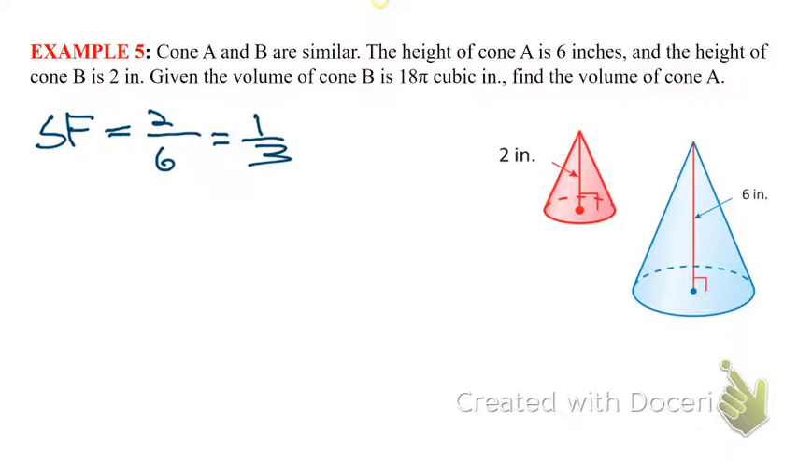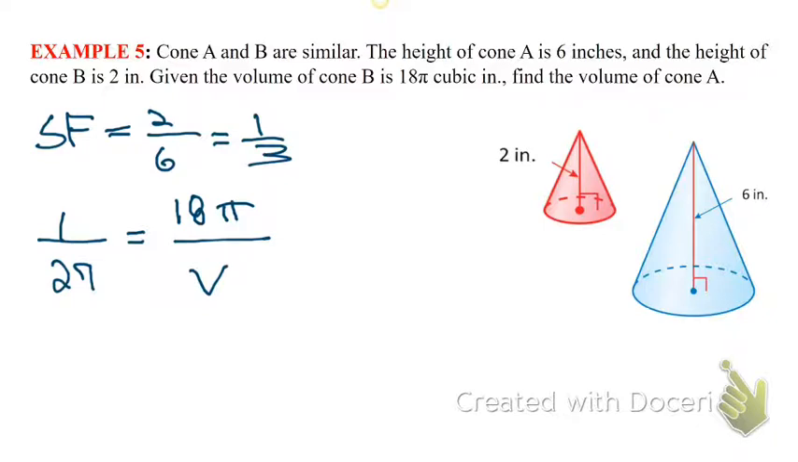What about for the volume? Remember, you have to cube it. So that's 1/27. So that number, the cube of the scale factor, 1/27, will be equal to the ratio of the two volumes. The volume of cone B, the red one, is on top, 18 pi, and the volume of cone A is in the denominator.